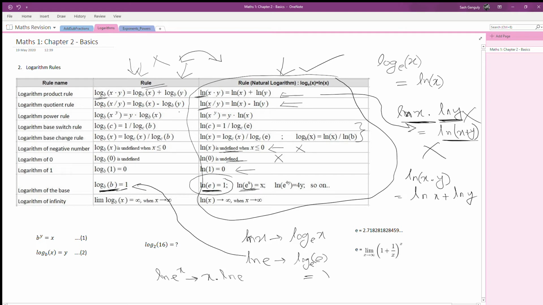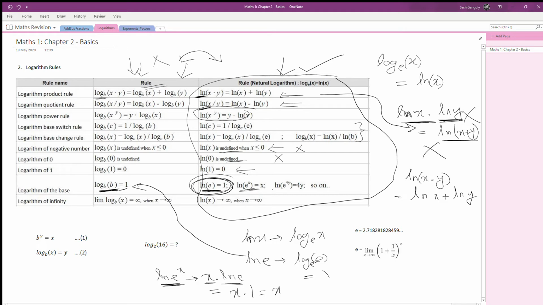Right? Using which rule is it? This one over here, the third rule. Log of x to the power y is y times log of x, right? Similarly, log of e to the power x would be equal to x times log of e. And we already know that log of e is equal to 1. So this becomes x times 1, which is x.